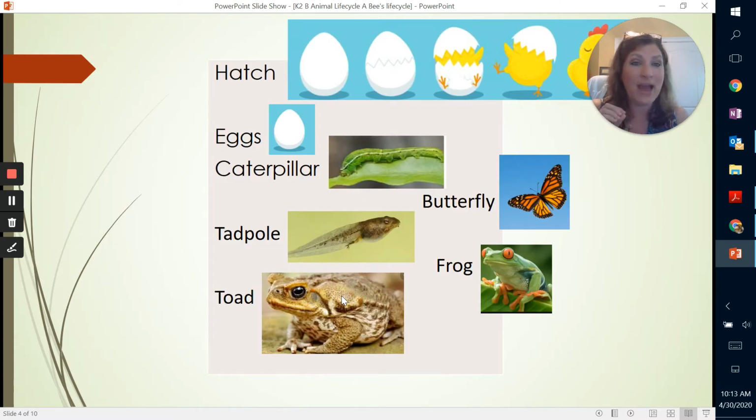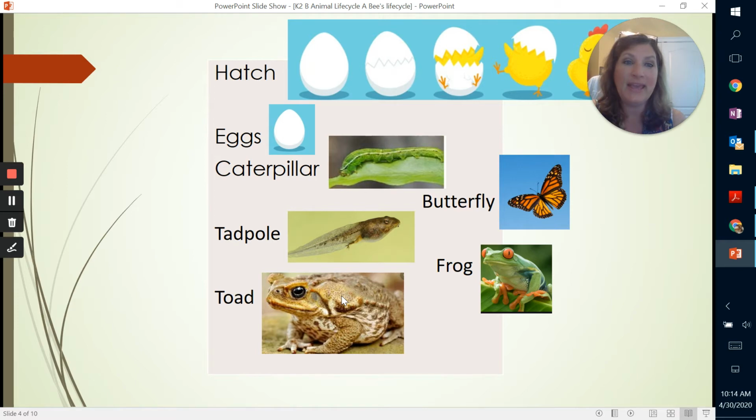All right, so your fun activity today is you are going to actually retell how the life cycle of a bee occurs because you read that story. So you should know how to do that. You should know how to retell us the life cycle of a bee.